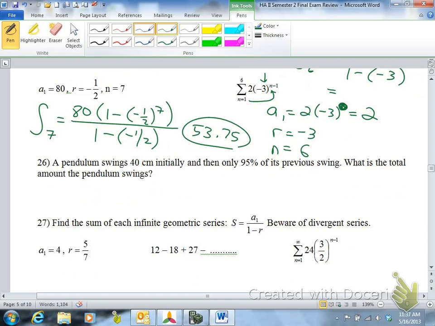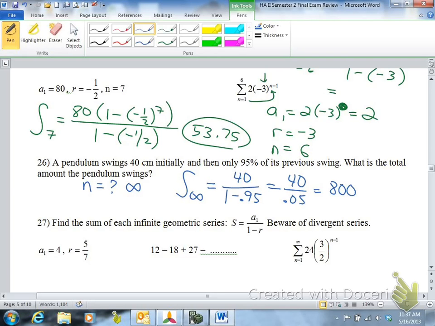Okay, a pendulum swings 40 centimeters initially, and then only 95% of its previous swing. What's the total amount of pendulum swingage? We don't know n, so we'll assume that the pendulum goes back and forth a lot. So we'll say it approaches a very large number, infinite. So we use an infinite sum. Our first term, 40, divided by 1 minus 0.95, which is 40 over 0.05, which is 800. And remember units, 800 centimeters.